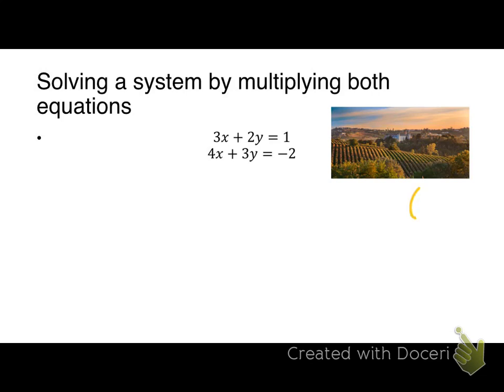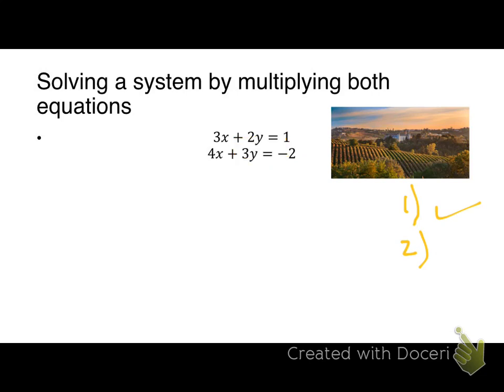Okay, first step. X is on top of x's. Y is on top of my y's. Cool. Do I have a number in front that they both share? Let's check out my x's. Looks like the GCF that I could get them to both be would be 12. That would be pretty easy. So I'd have to multiply the top by 4 and the bottom by 3.